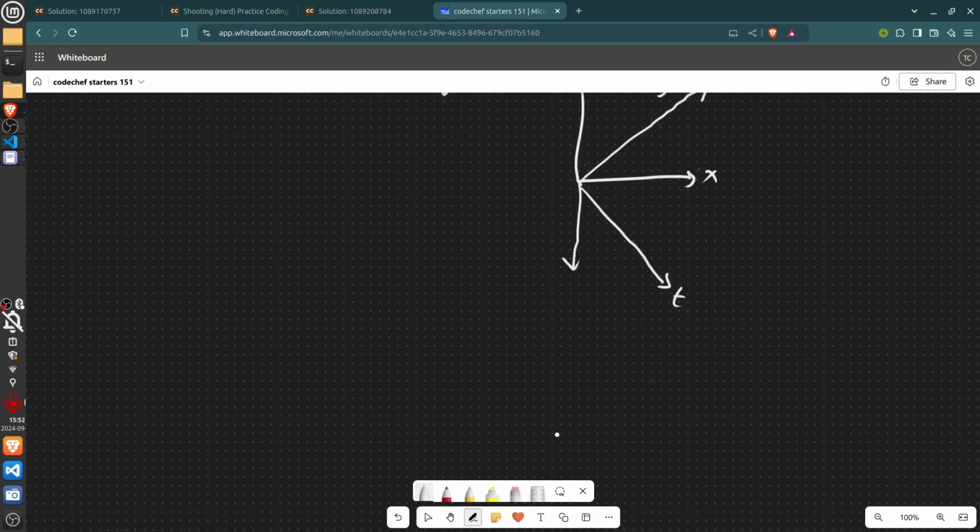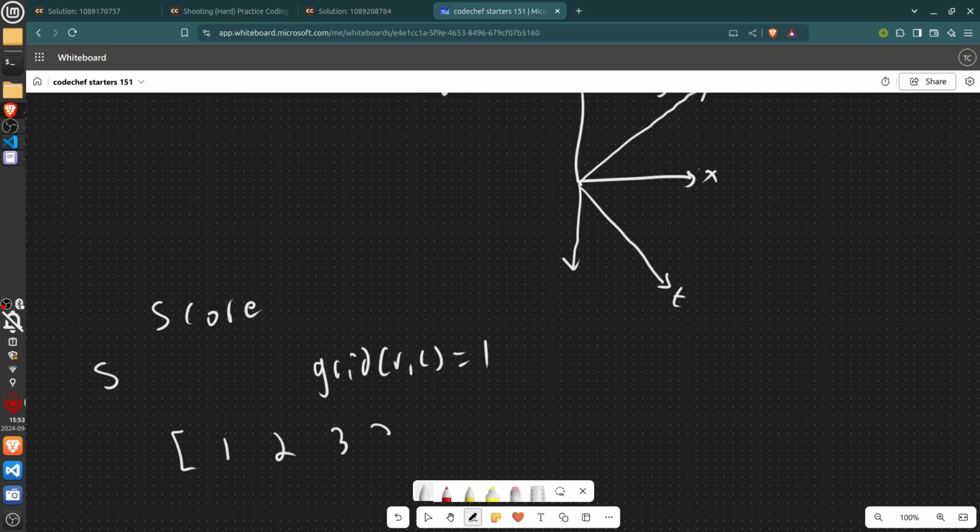So let's say you're trying to calculate the score of one individual. How would you do it? Well, if we're dealing with the S coordinate values, we're going to take everywhere where the grid of RC is equal to 1. We'll have a bunch of values here, and we'll sort them. These are the values that S can take.